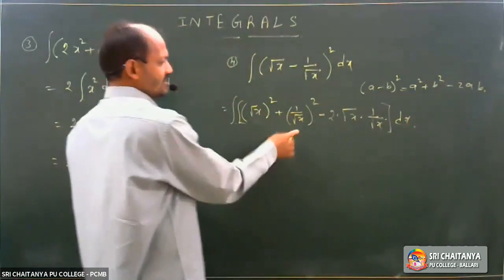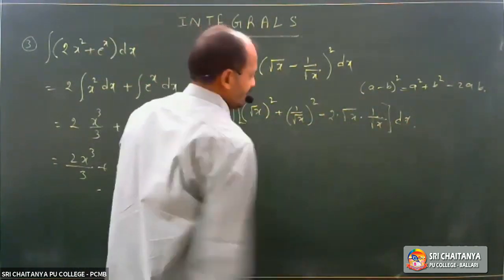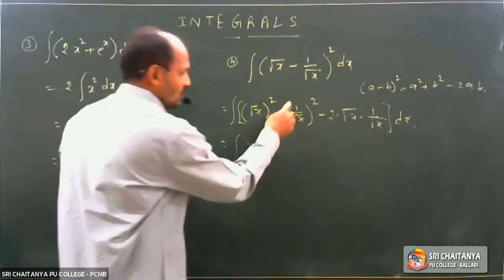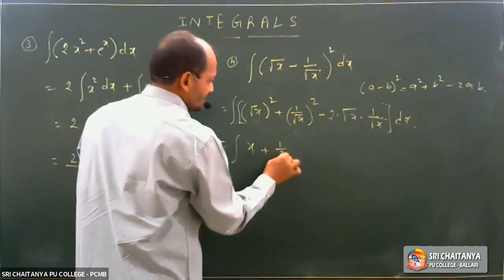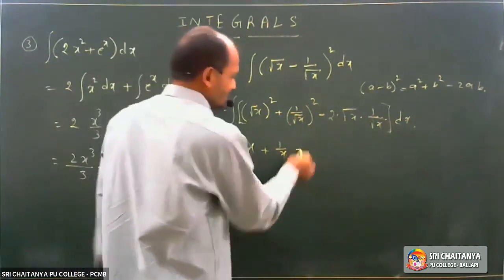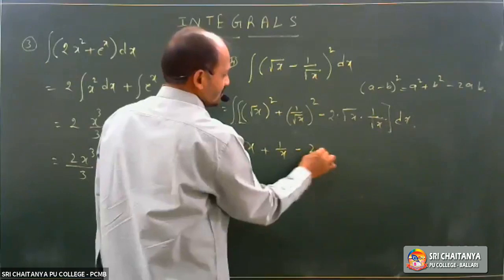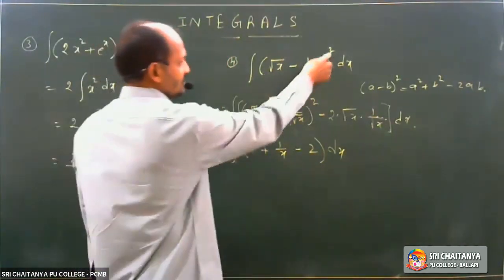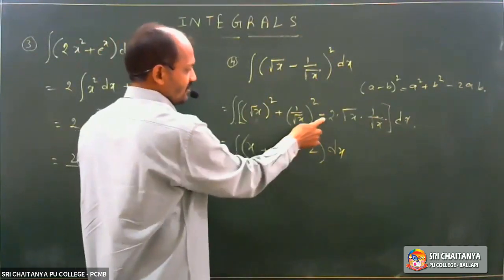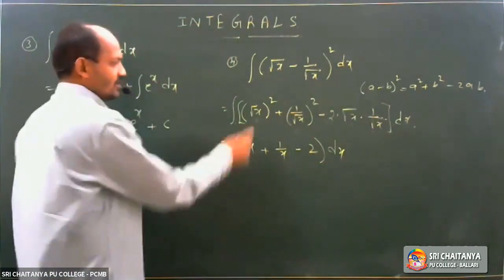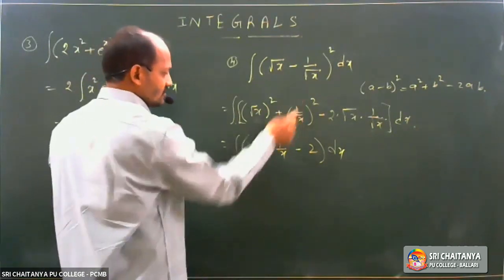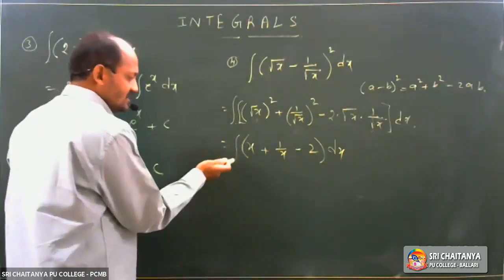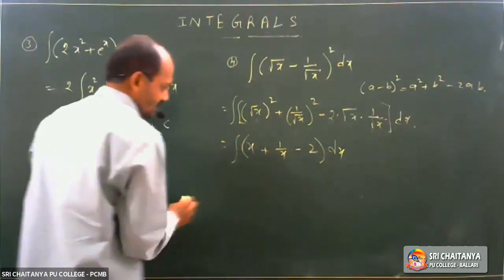A square, b square, minus 2ab. Root x whole square is x. 1 by root x whole square is 1 by x. Minus 2 root x by root x, that is 2. Whole dx. Now this integration is applicable for these three terms.